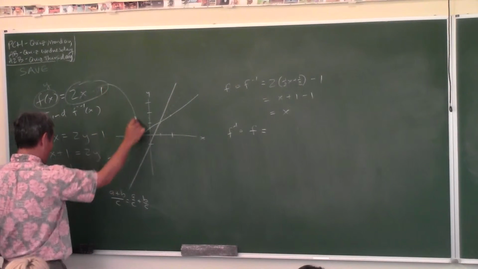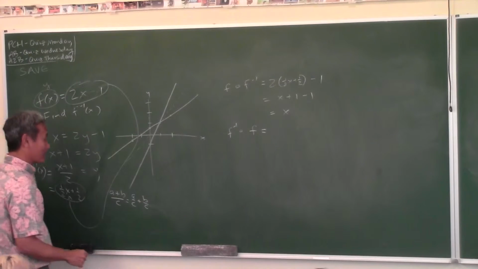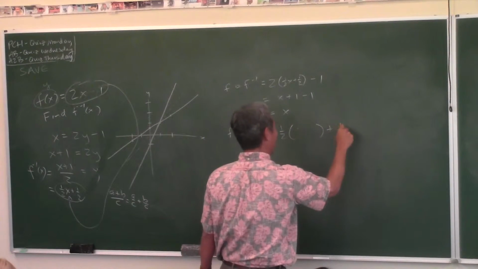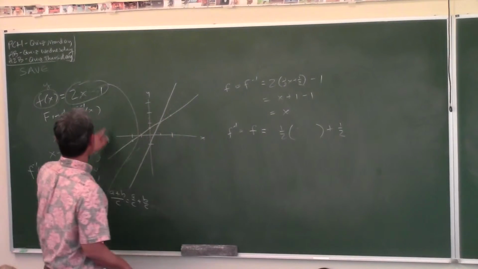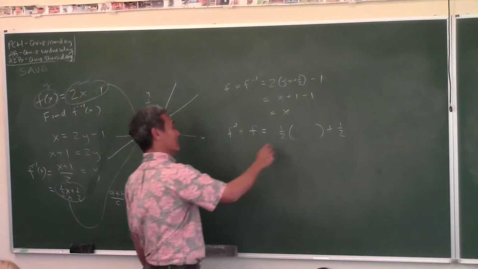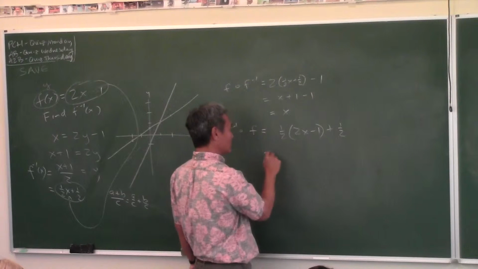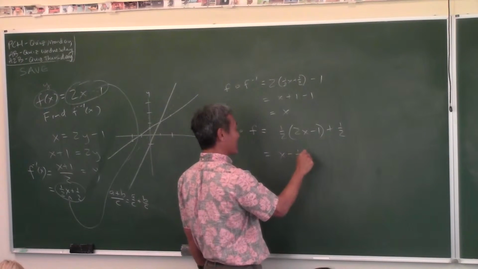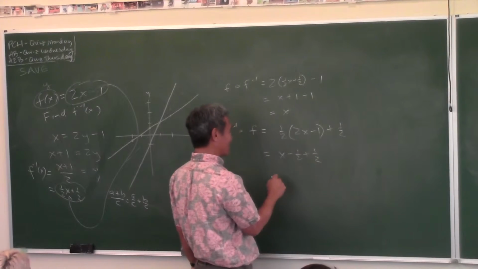So you take this one and you plug it in for x there. So you get 1/2 x plus 1/2. Well, what am I plugging in for x? That thing right there: 2x minus 1. So what happens if I distribute that 1/2? You're going to get x minus 1/2 plus 1/2. But the halves cancel out and you get x.